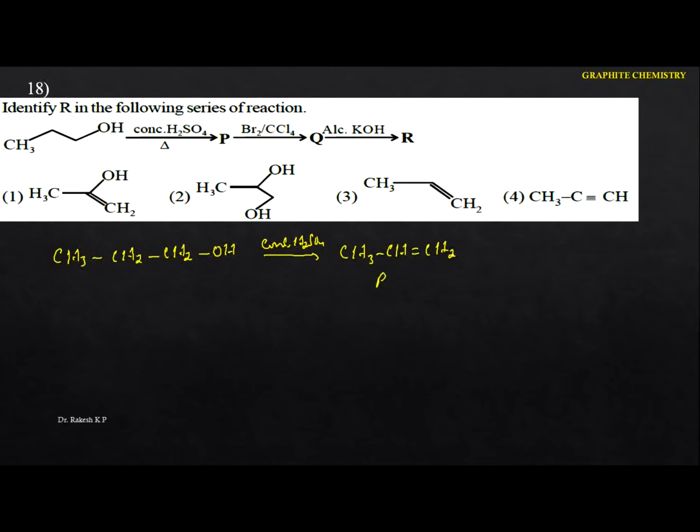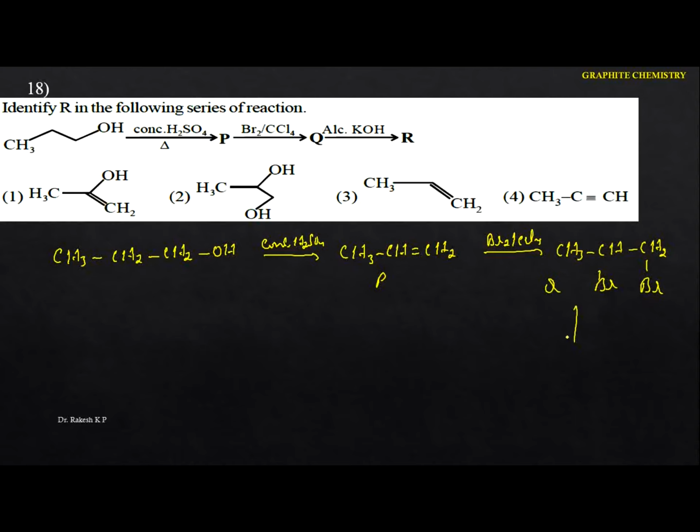This is P. This reacts with bromine in carbon tetrachloride. That means it undergoes addition here. So we get CH, Br, that means we get the respective vicinal dihalide. This is Q.